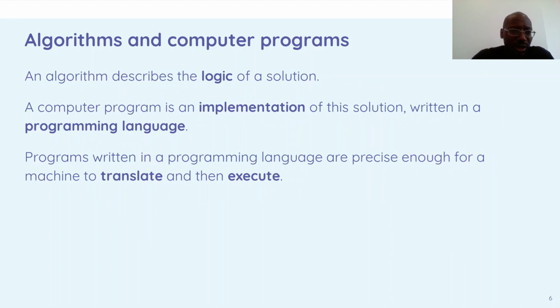Algorithm and computer programs. An algorithm describes the logic of a solution. A computer program is the implementation of this solution, written in a programming language. Programming languages are precise enough for a machine to translate and then execute.